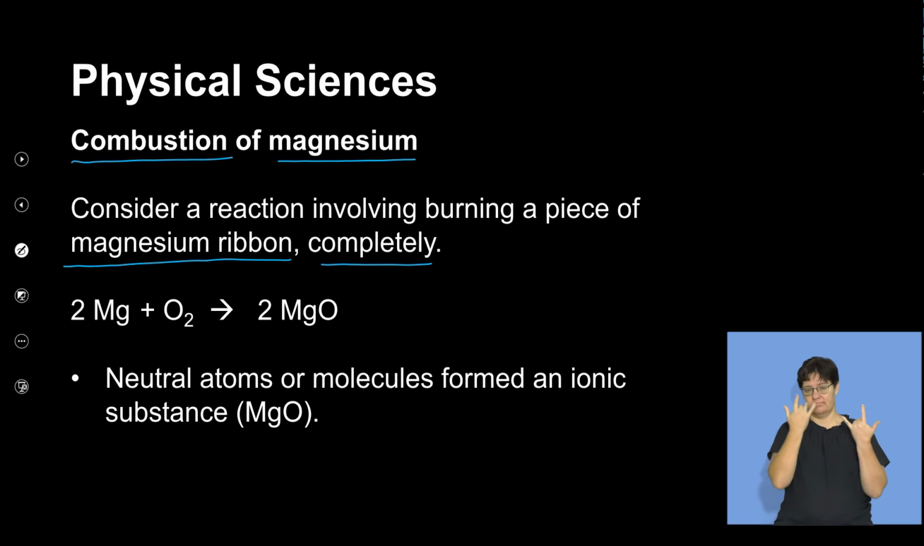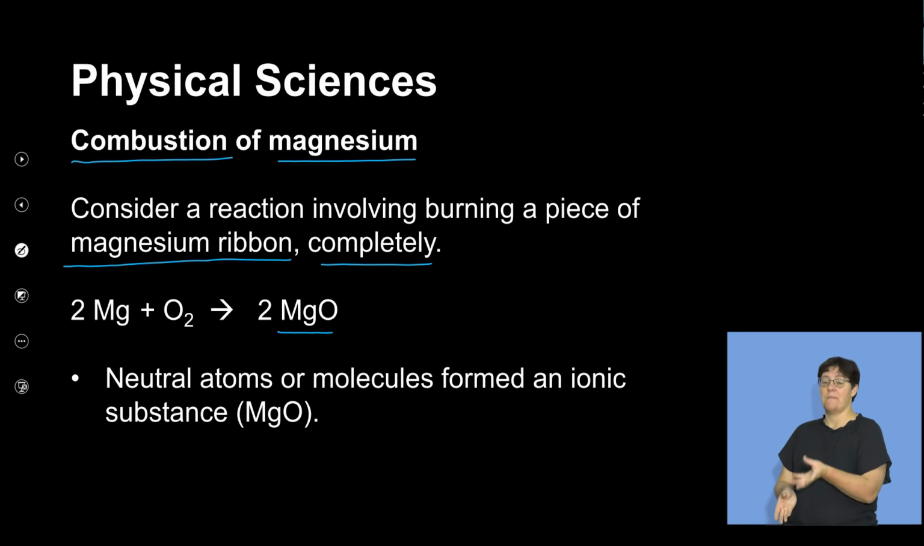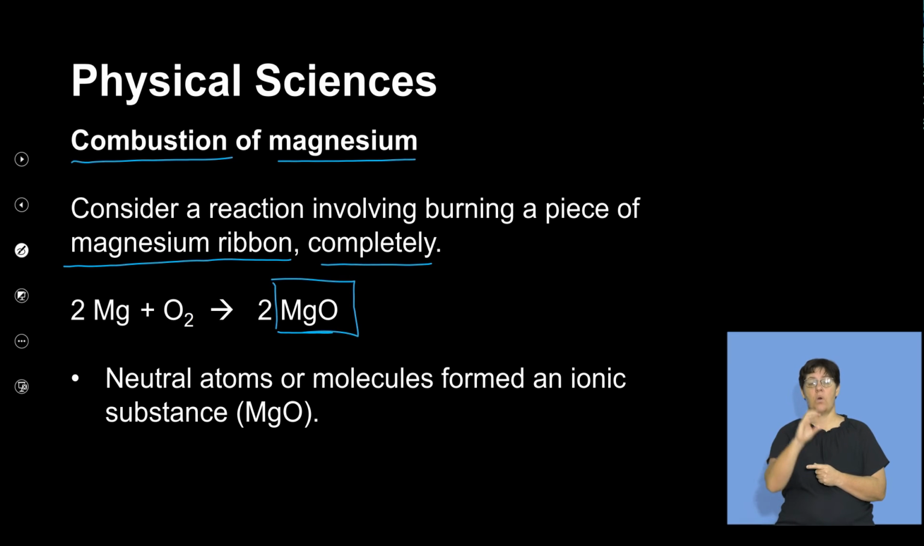Now, here's the balanced equation of the reaction between magnesium and oxygen to give us a product, which is magnesium oxide. Okay, so what do we know? We know that neutral atoms or molecules formed an ionic substance, which is magnesium oxide. So this is a formula unit of magnesium oxide. Now this formula unit is based on a cation and an anion, magnesium 2+. So where does this magnesium 2+ come from?